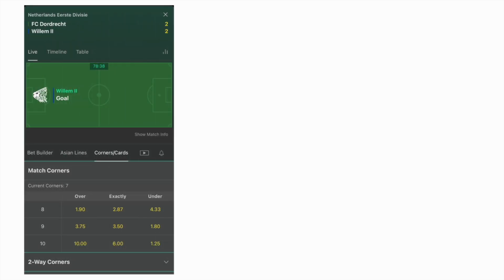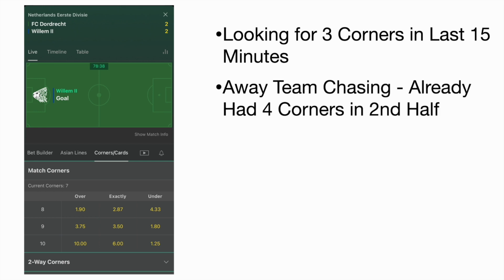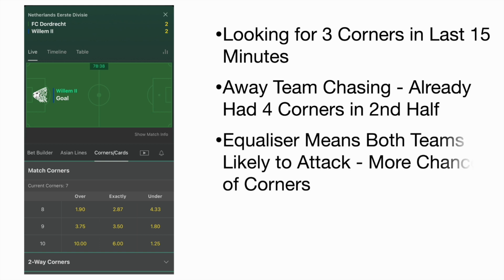So next up, we've already seen that. So this is just to confirm. We were looking for 3 corners in the last 15 minutes when we entered. The away team was chasing and had already had 4 corners. The equaliser meant that both teams are likely to attack, so that was more chance of corners, so we're happy to stay in. If one team is chasing, 3 corners is a reasonable estimate for the last 10 minutes plus injury time.